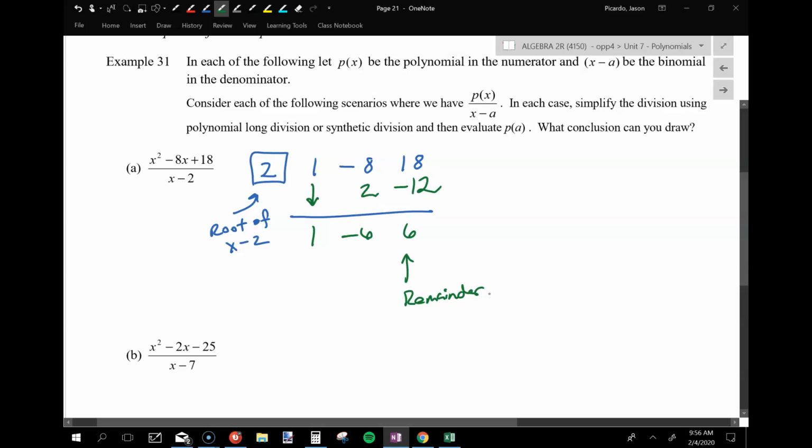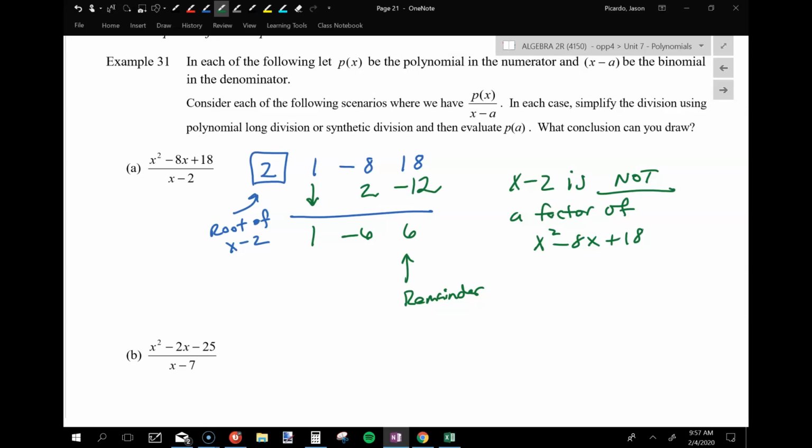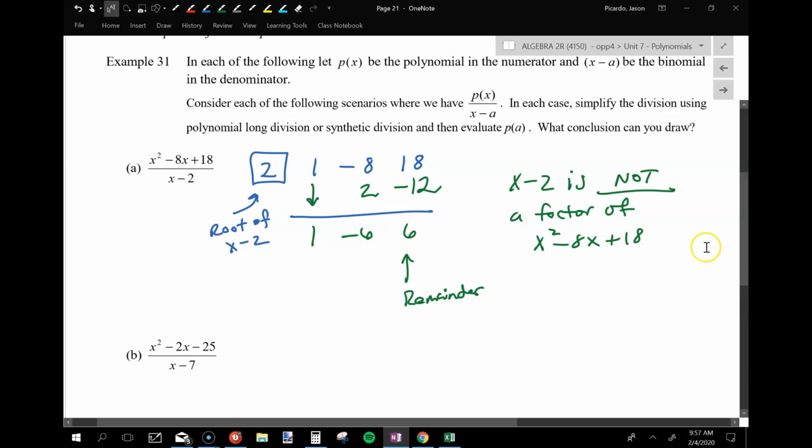So what conclusion can you draw? X minus 2 is not a factor of that. And the remainder theorem says that because the remainder was not equal to 0. The way you would think about that in your head is because 5 goes into 40 8 times and is a factor, 5 goes into 41 8 times but has a remainder, so it's not a factor.